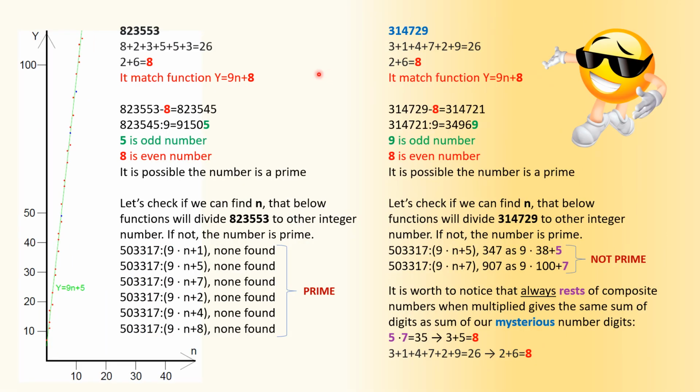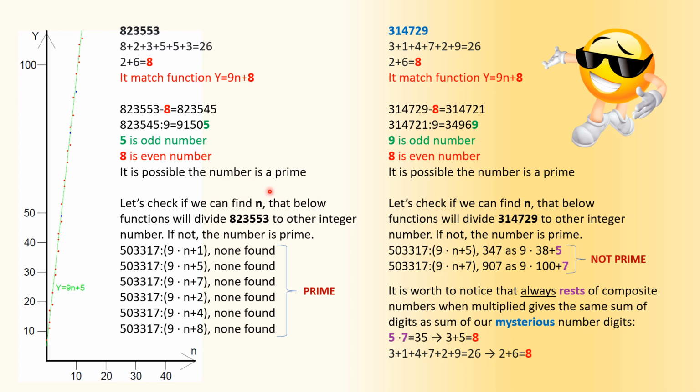Let's take other numbers as an example, also 6-digit ones. We've got 823,553. Sum of its digits, 8 plus 2 plus 3 plus 5 plus 5 plus 3, gives 26. 2 plus 6 is 8, so it matches the function 9n plus 8. Now take off 8 from this number and we get 823,545. Divided by 9, we get 91,505. This is our odd number, this is our even number. There is a chance that this number is a prime.